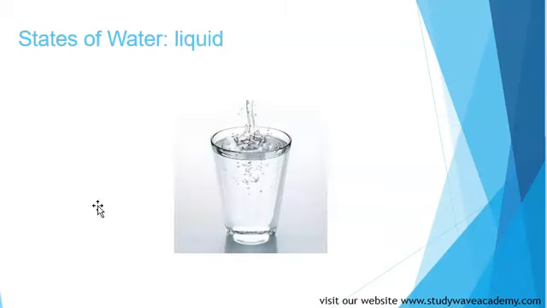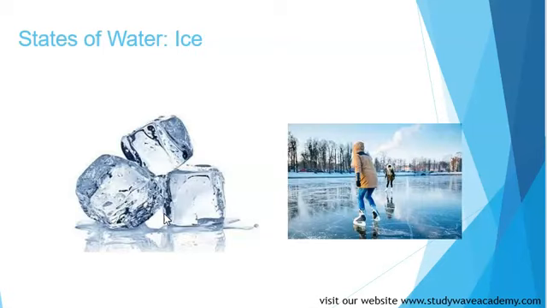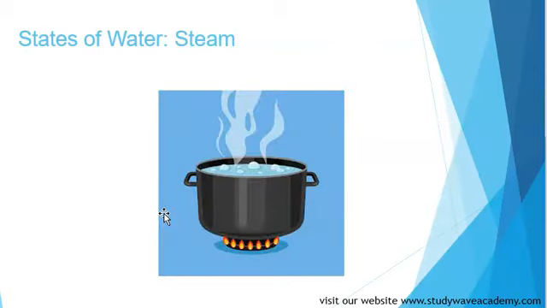So water can be in the form of a liquid, which is this, and it can also be in the form of ice. Did we get that? Good. And water can also be in the form of steam. This is what we mean by steam. It's evaporating. When you are boiling water, if you look closely, you see smoke coming out. That is called steam. And that is also water.